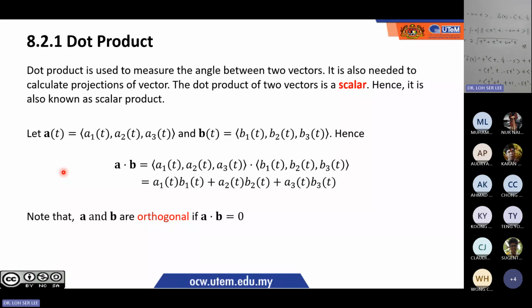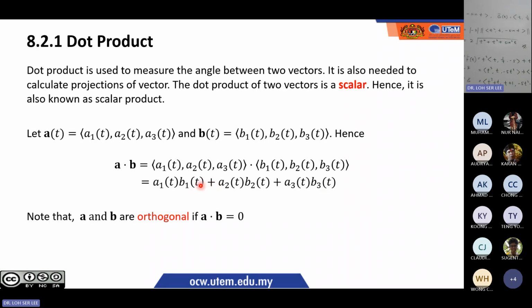The next one, we will look at dot product. Dot product is used to measure the angle between two vectors. Let's say this is f, this is g, we can find the angle in between the two vectors by using dot product. And it is also needed to calculate projections of vectors. So remember this, the dot product of two vectors is a scalar. When vector a dot vector b, the output is not a vector, it is a scalar.